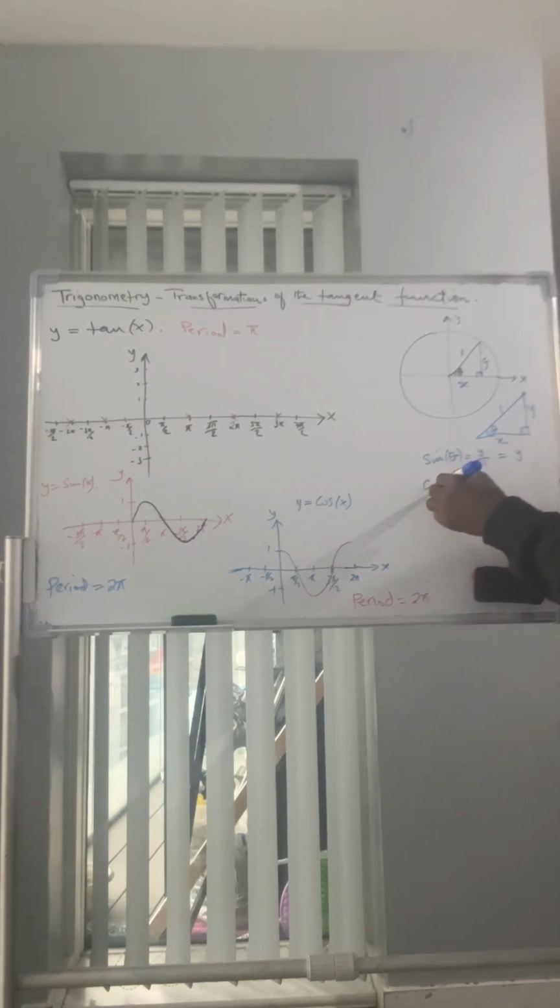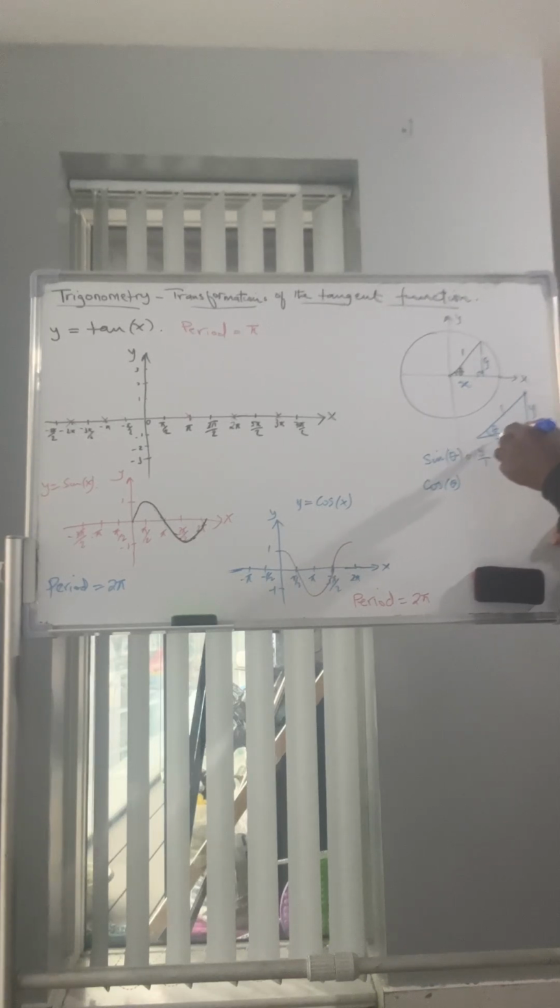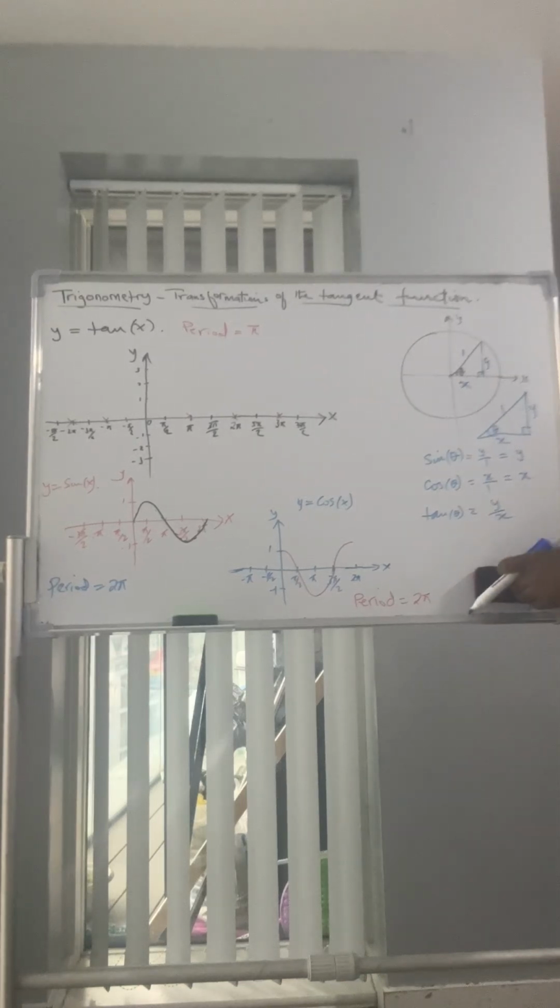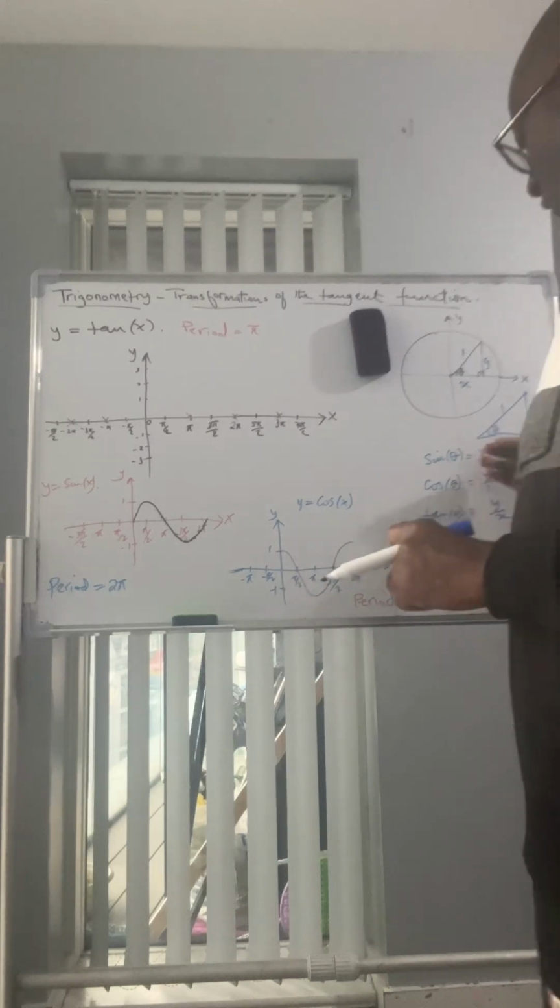And the cosine of theta is adjacent, which is x, all over hypotenuse. Hypotenuse again is 1, so it is x. And then the tangent is the opposite, which is y, all over the adjacent, which is x. So we have these three trigonometric identities.